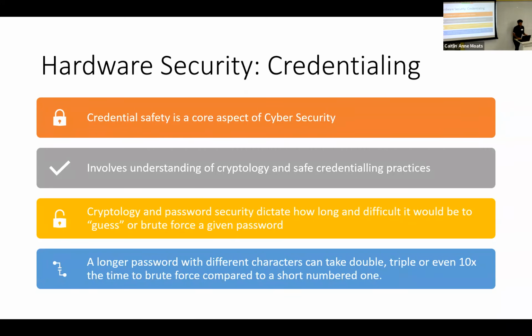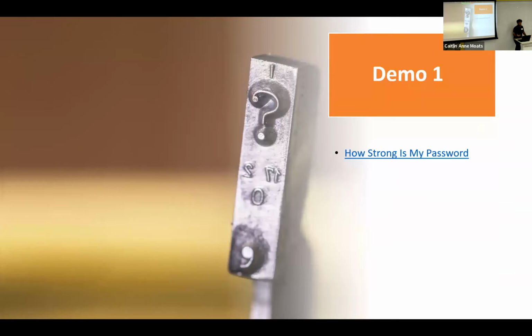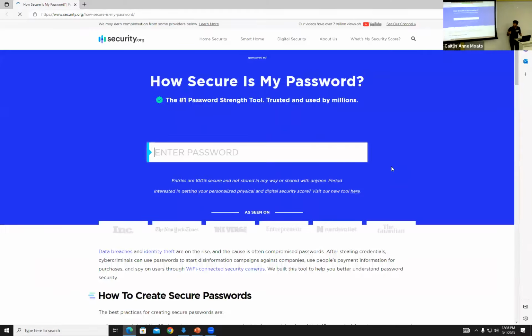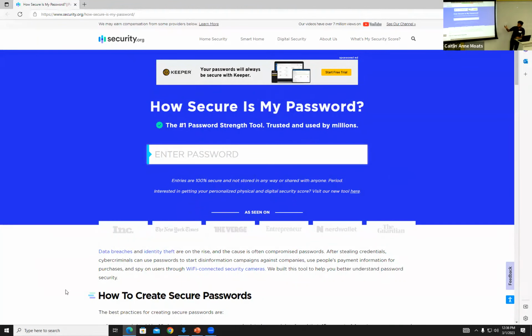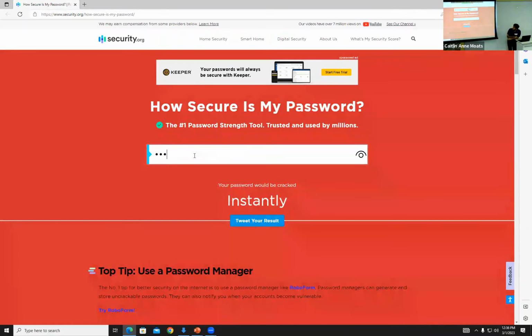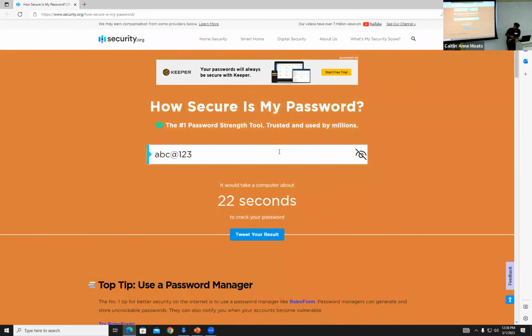So first, there's kind of a demo if you guys want to check it out on your phones or on your PCs. It's called "How Strong Is My Password?" I'll have Caitlin put in a weak password. Let's do ABC. So instantly, you can see. Now let's add ABC @ 1, 2, 3, and you can see it went from instantly to about 22 seconds.